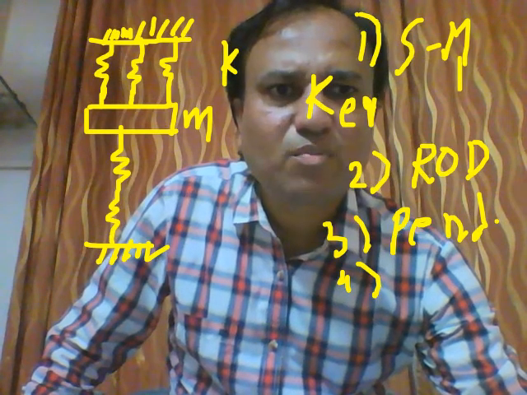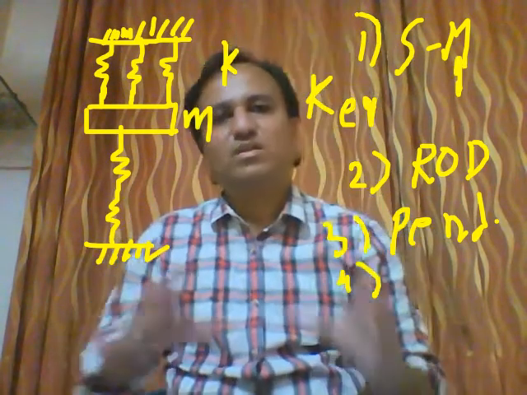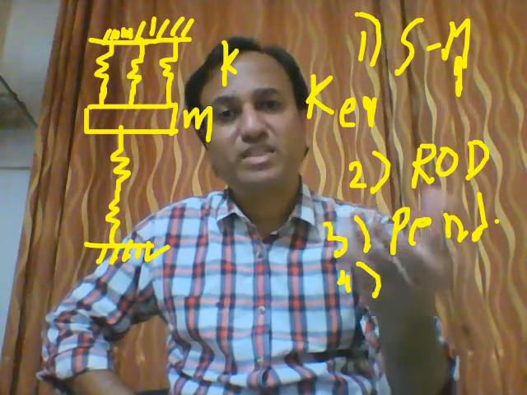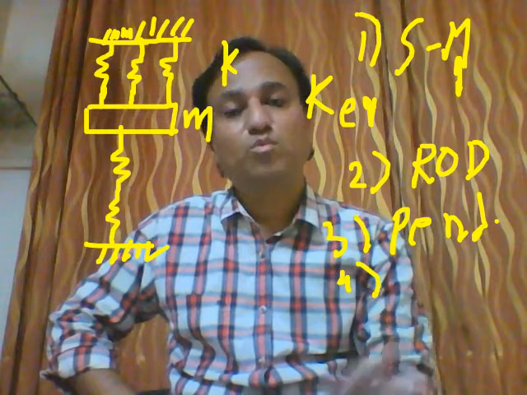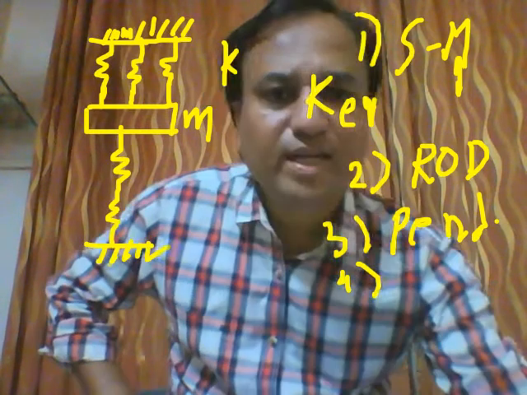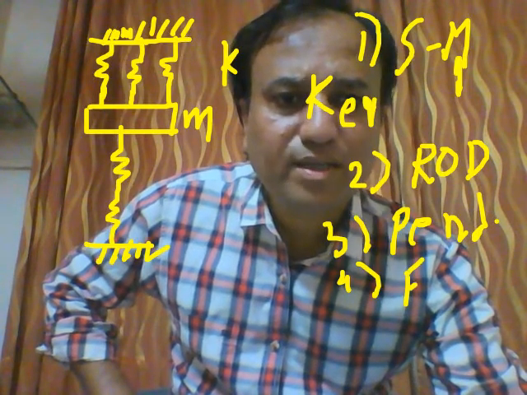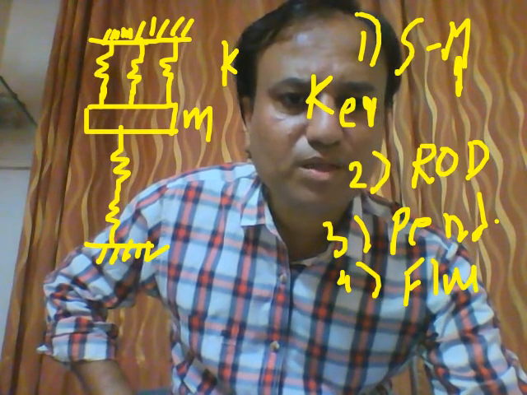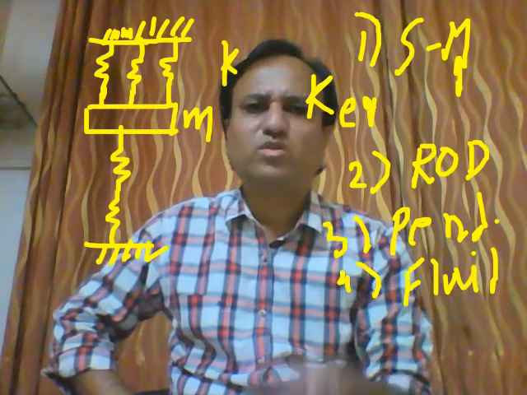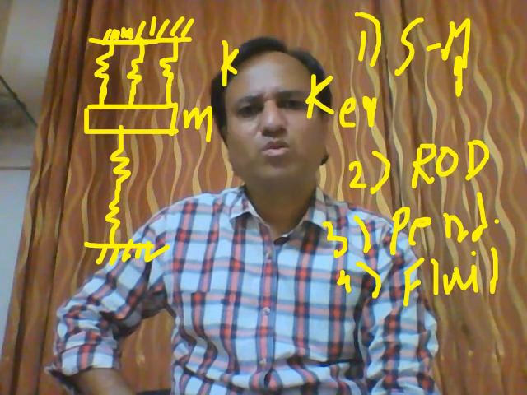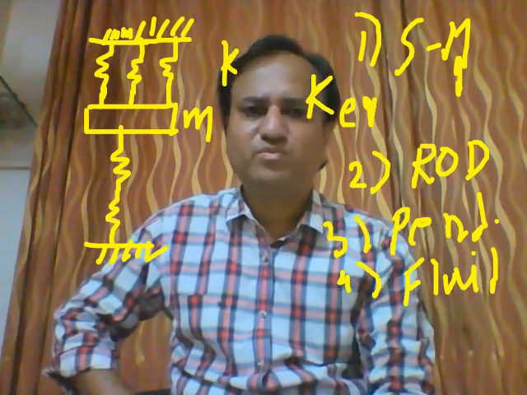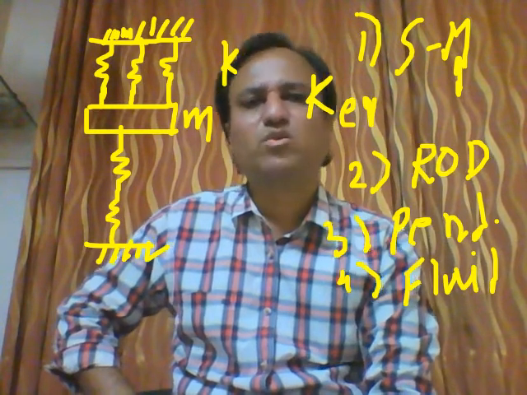So the mass may be a simple mass, or a pulley, or maybe a cylinder. So motion of a cylinder, motion of a sphere. The fourth category is fluid problems, for example a U-tube manometer. What will be the motion of the fluid? You must calculate the natural frequency of the fluid.